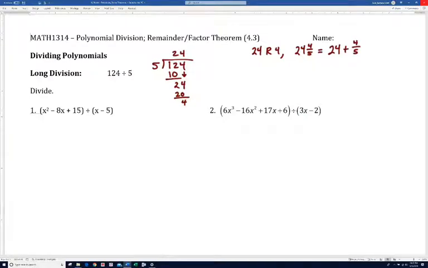Just think about it. If you were using a recipe that called for 1½ cups of flour, you would put in a cup, and then you'd put in a ½ cup. So 24 and 4/5 here is the same as 24 plus 4/5.